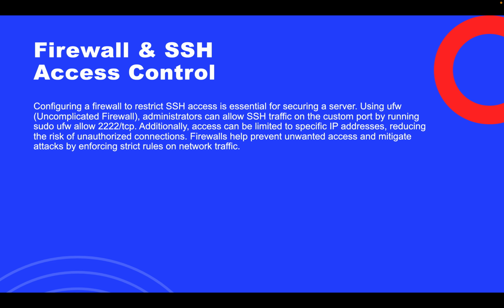Configuring a firewall to restrict SSH access is essential for securing the server also. Using UFW, administrators can allow SSH traffic to the custom port by running the sudo ufw command. Additionally, access can be limited to specific IP addresses, reducing the risk of unauthorized connections. Firewalls help prevent unwanted access and mitigate attacks by enforcing strict rules on network traffic.